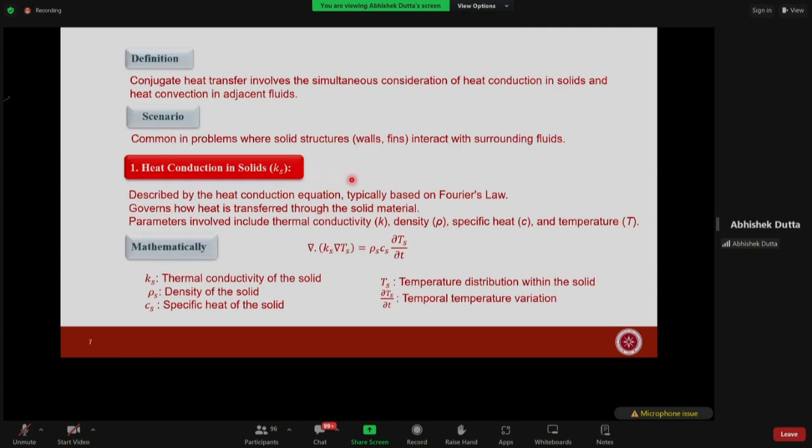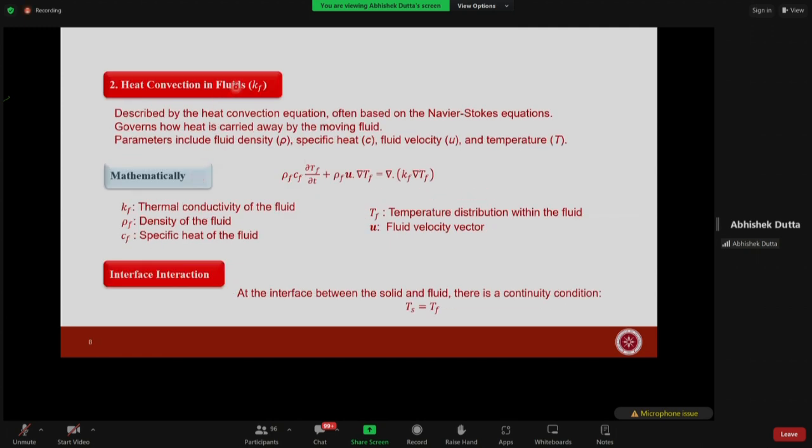We have heat conduction in solids and heat convection in fluids, but there is a little issue: there is a jump between the solid and the fluid. That's the critical thing. We talked about two separate blocks, the solid and the fluid itself, but how do we connect them, and how do we ensure that the heat goes from the solid to the fluid? That is the main thing about conjugated heat transfer.